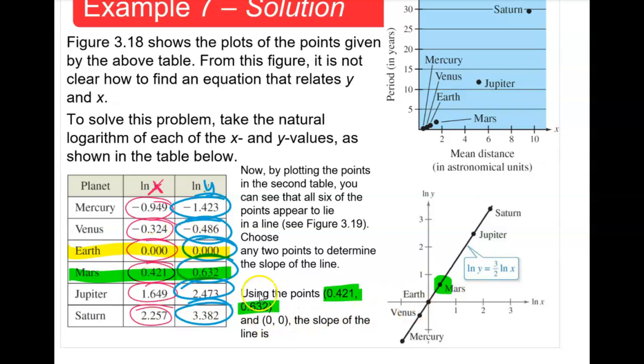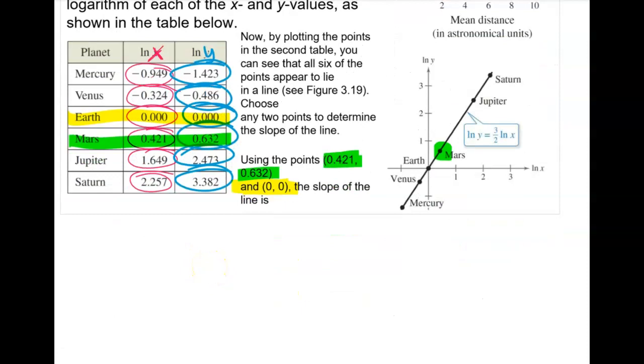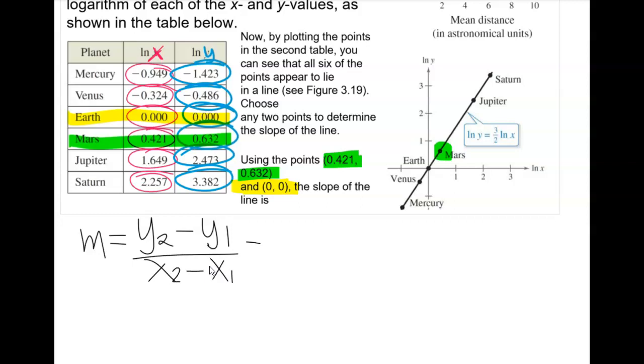Okay, now since this one is a linear function, you could see that we could use one point, and in fact we could use the 2 points that I have highlighted because the one from Earth 0, 0 is the easiest to use. So we could use that point to find the slope of the line, and so that will be y2 minus y1 over x2 minus x1. Now in this case we're using ln of y and ln of x, but just look at the points and try to concentrate on that.